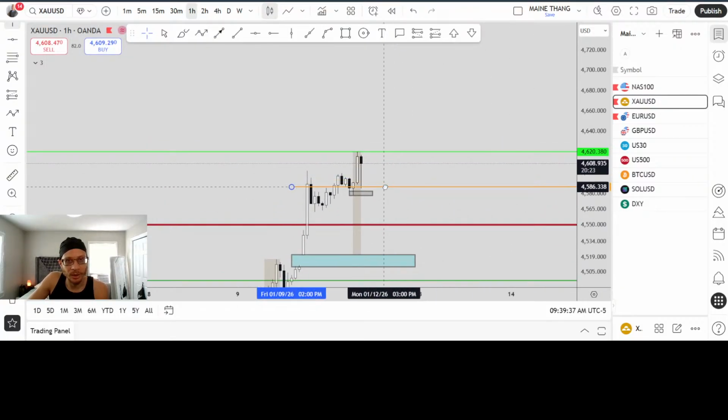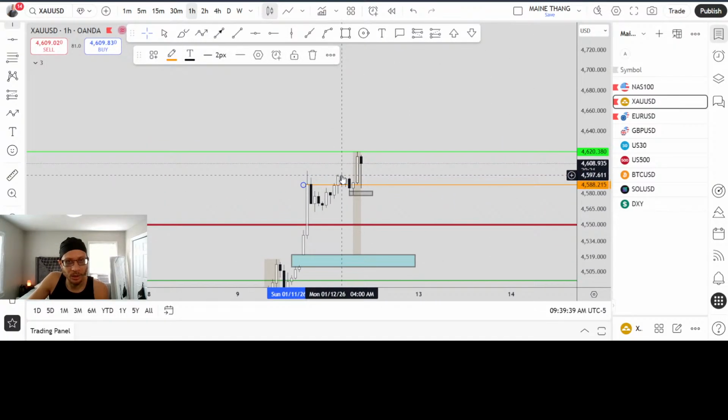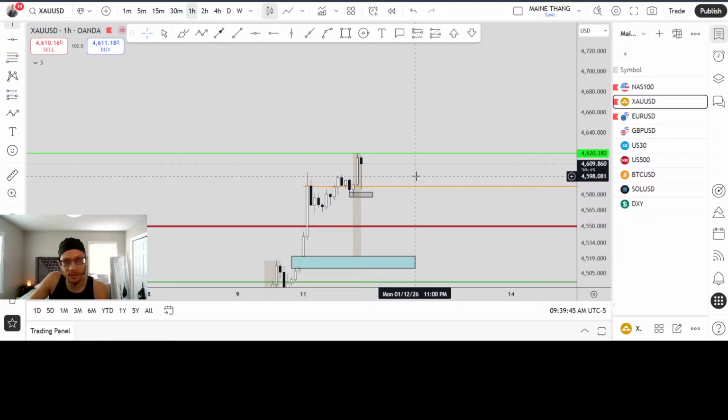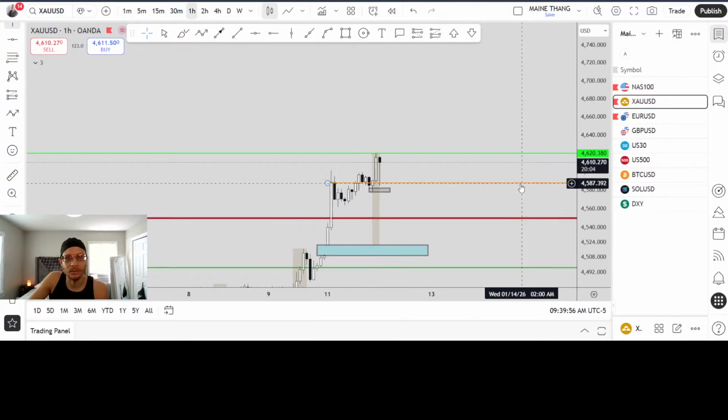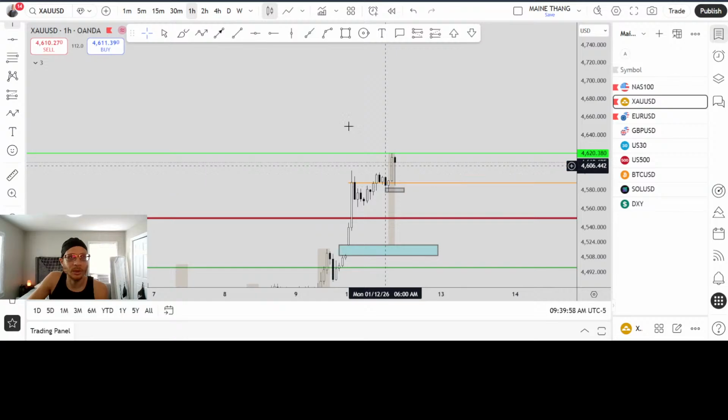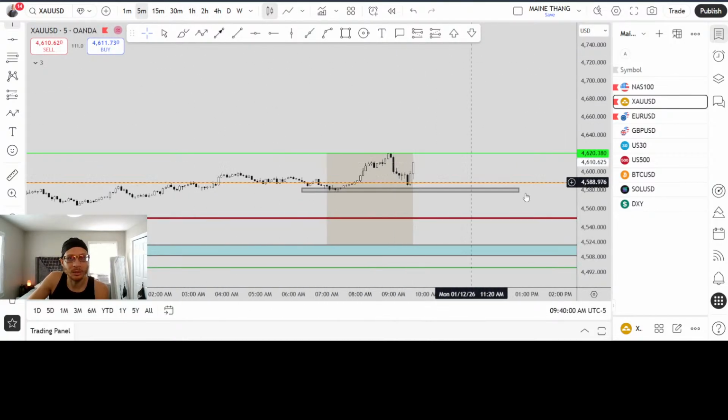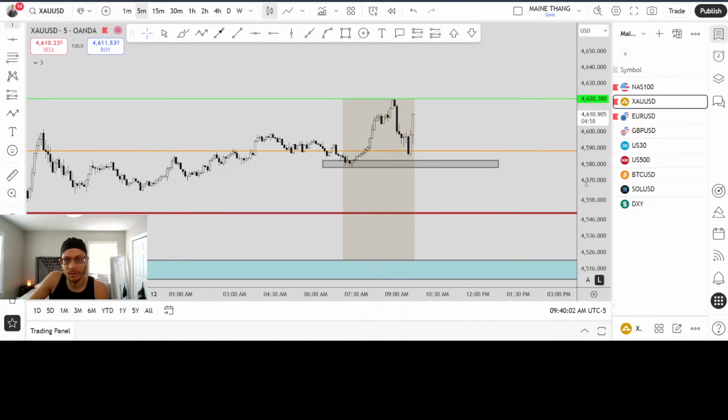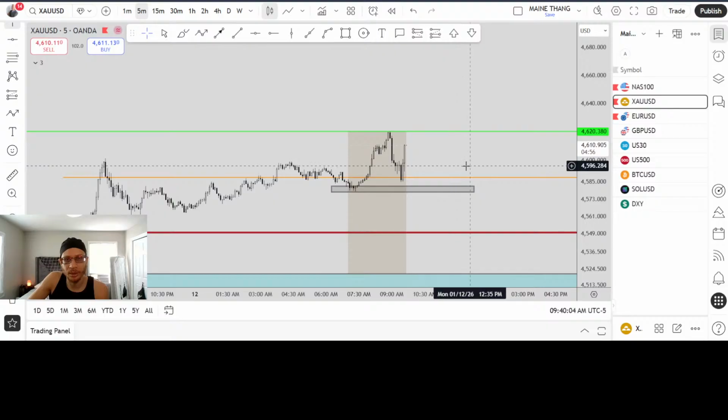So if you wanted to count, okay, broke here, and this was our correction, and then a break of structure. I guess you could have, but to me, this is not a clear indication. It's an equal high to me. Here's a clear indication. So that's why I'm not too strong on entering right now.